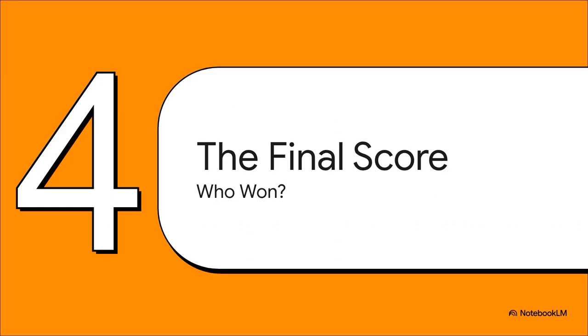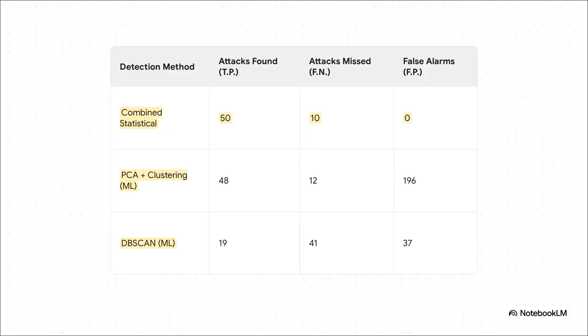So after all the attacks from the red team and the high-tech investigation from the blue team, what was the final score? Who actually won this thing? Well, this table really tells the whole story. The clear winner was the human-guided combined statistical analysis. It managed to find 50 of the 60 hidden attacks. And, this is critical, it had 0 false alarms. It never cried wolf. The machine learning methods, they did okay, but look at the false positives. One of them flagged almost 200 clean files as suspicious. In the real world, that's a huge problem.